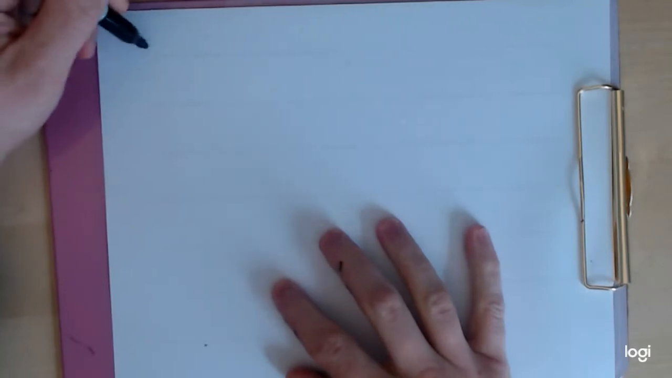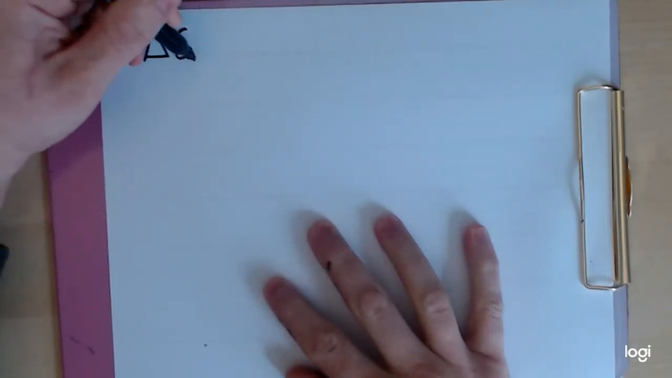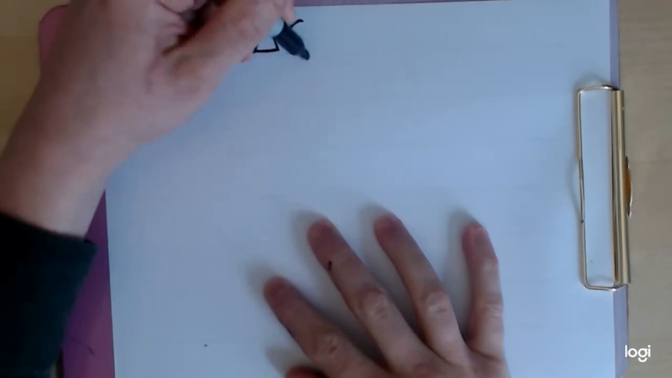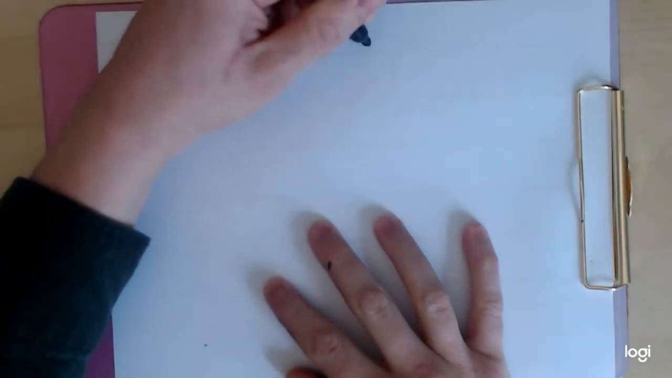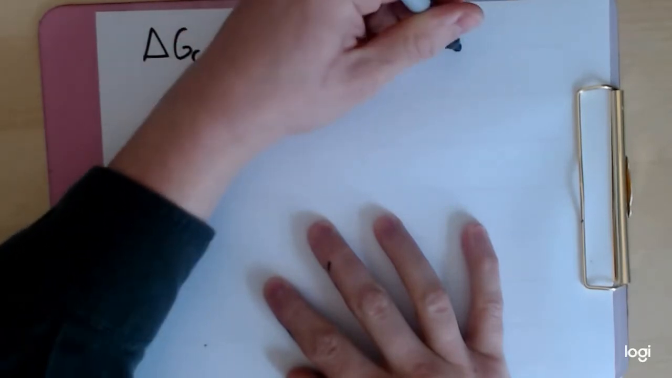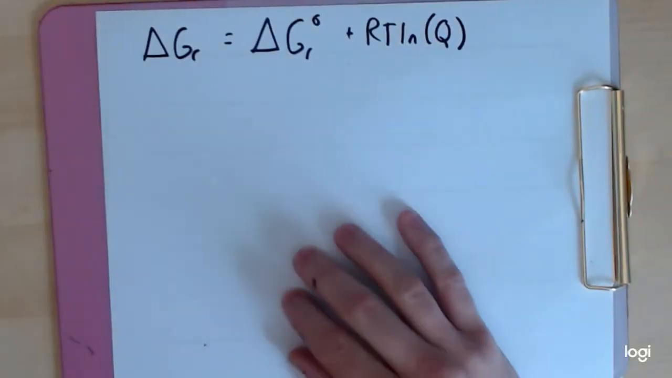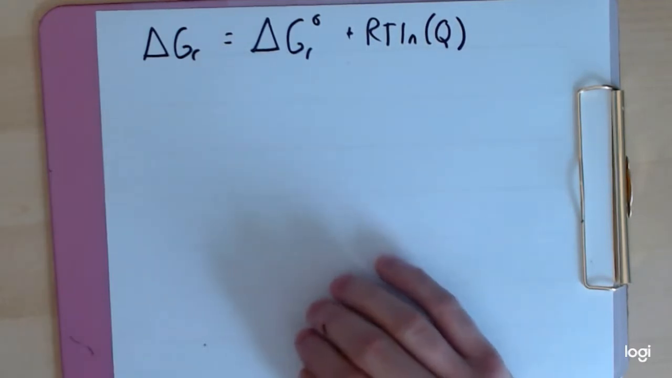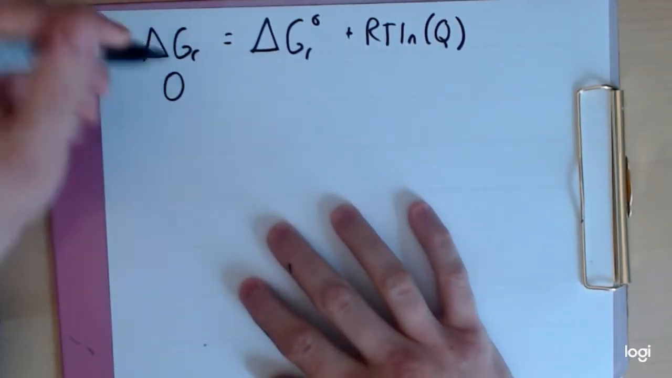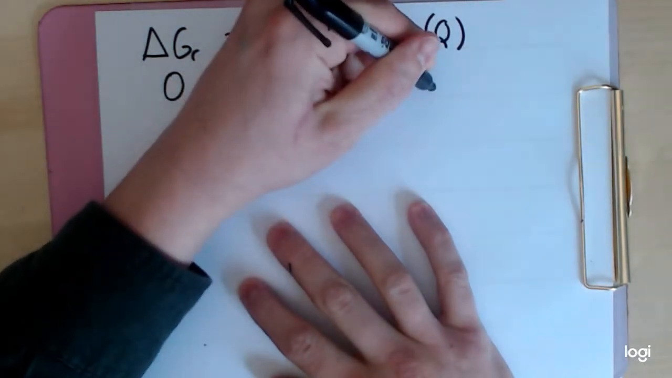Okay, so begin by recalling that the Gibbs free energy of reaction is equal to the standard Gibbs free energy of reaction plus RT log Q, or log your reaction quotient, and that the Gibbs free energy of reaction at equilibrium equals 0. And at equilibrium, we will call Q K.